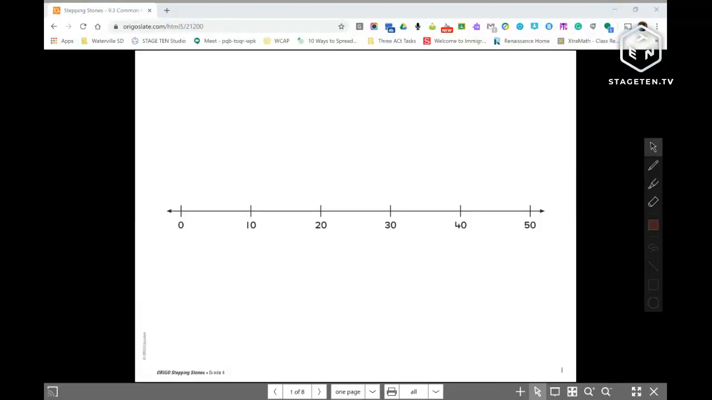So let's continue on here. If you're looking at a number line and looking about where those would be put on the number line, if you just had 10, 20, 30, and 40 on the number line, you can see where those numbers would be placed.